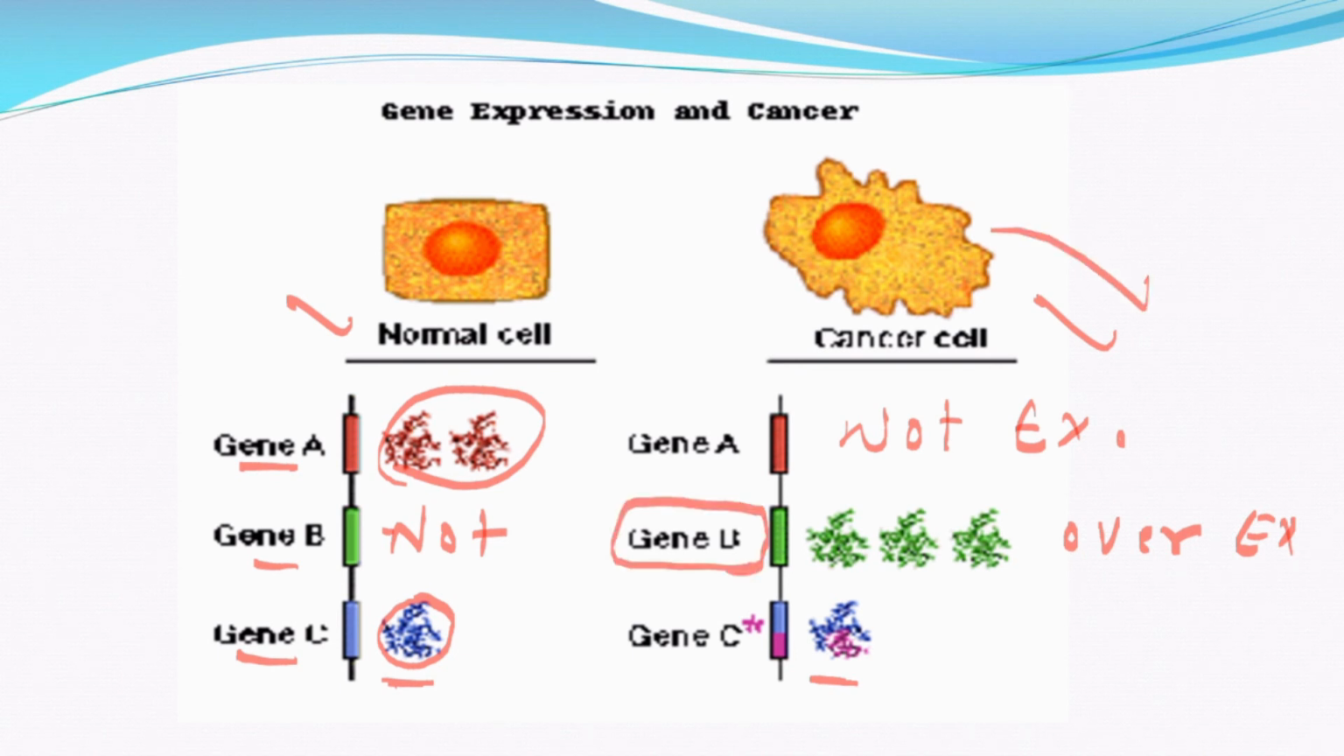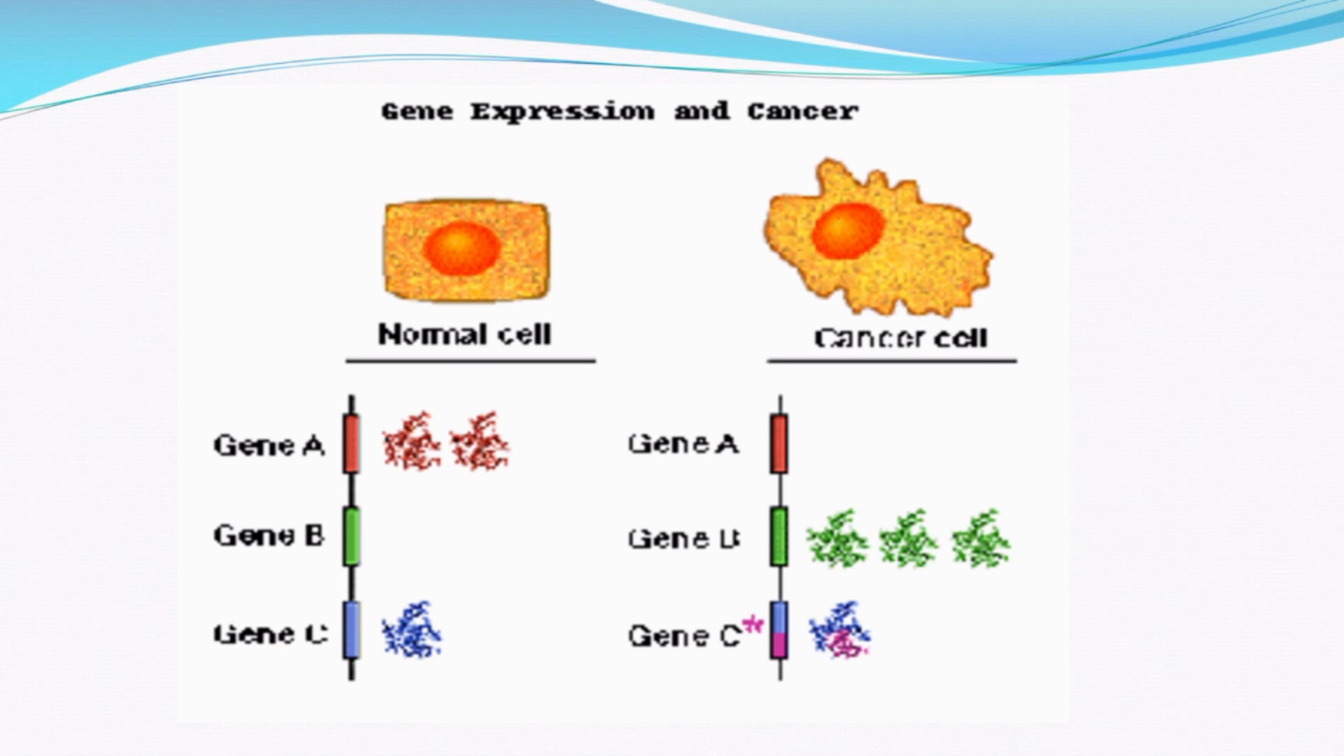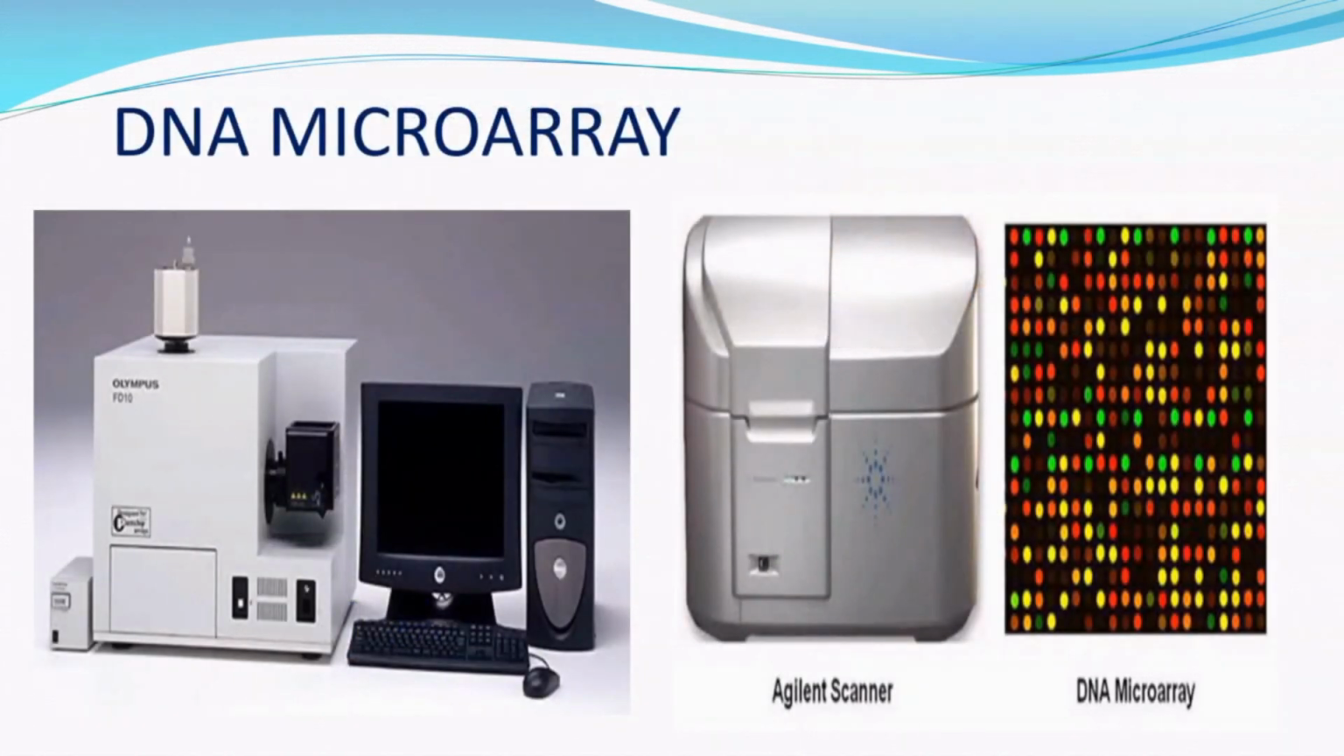Okay, this is a very basic example of DNA microarray. DNA microarray does nothing but measure abnormal gene expression. So these are the DNA microarray machines and the printer.